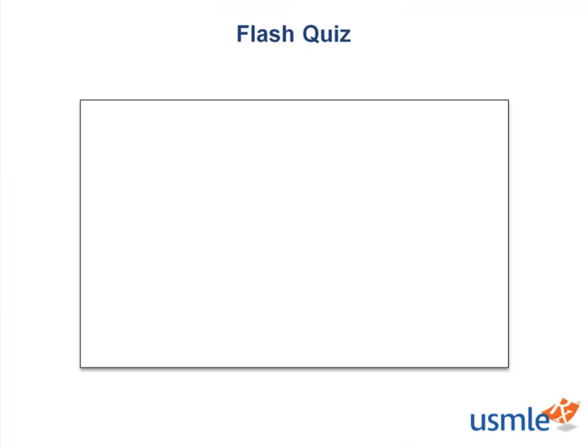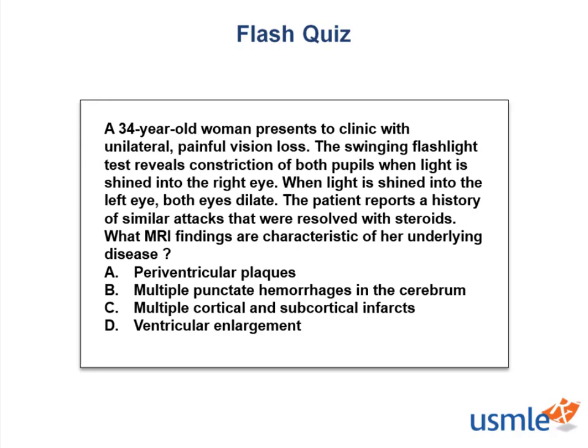Time for a flash quiz. The question reads, a 34-year-old woman presents to clinic with unilateral, painful vision loss. The swinging flashlight test reveals constriction of both pupils when light is shined into the right eye. When light is shined into the left eye, both eyes dilate. The patient reports a history of similar attacks that were resolved with steroids. What MRI findings are characteristic of her underlying disease?